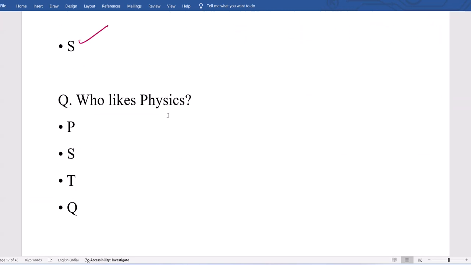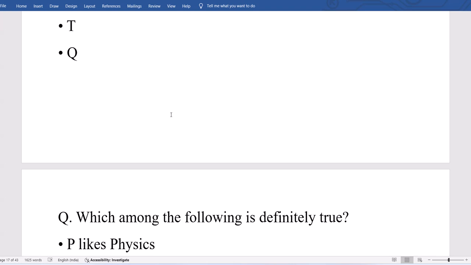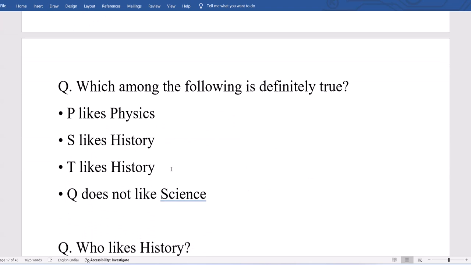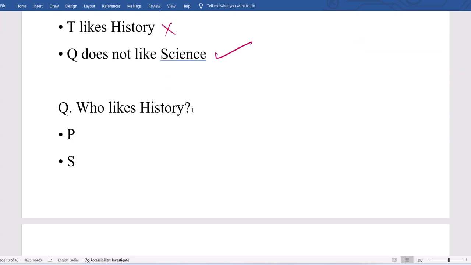Who likes physics? T. Okay, T likes physics. Which of the following is definitely true? P likes physics. S likes science actually. T likes physics it seems. P likes history it seems. This is the definitely true. Q likes what? They've given that in the question directly. Q likes social studies, so you don't like science, obviously. Who likes history? It's P.